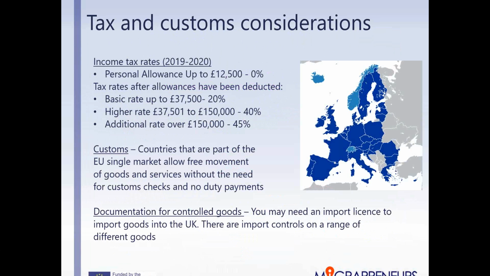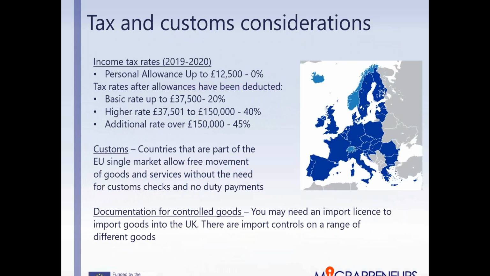Customs: countries that are part of the EU single market allow free movement of goods and services without the need for customs checks, and there are no duty payments unless you are trading in controlled goods. So be aware of that and check if you're dealing with controlled goods, things like alcohol, cigarettes, firearms, some food and some textiles. You will need to check that out.